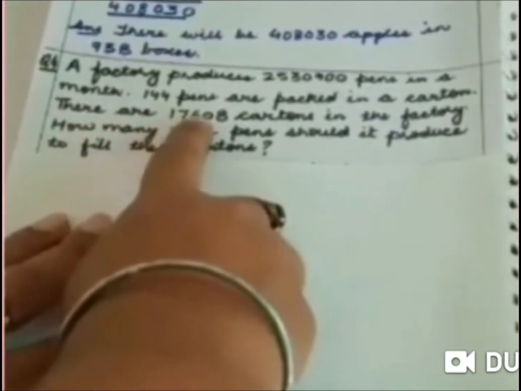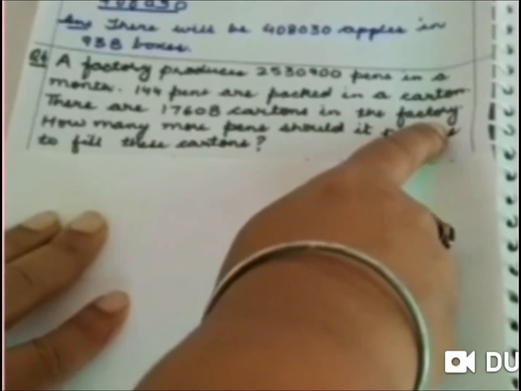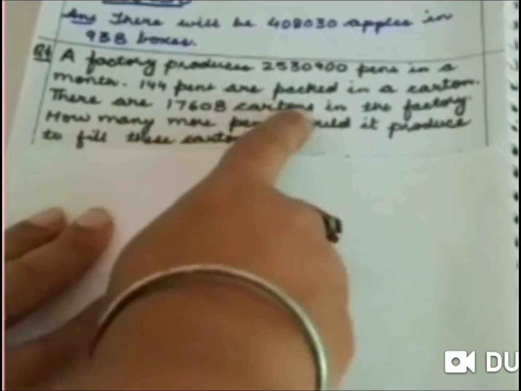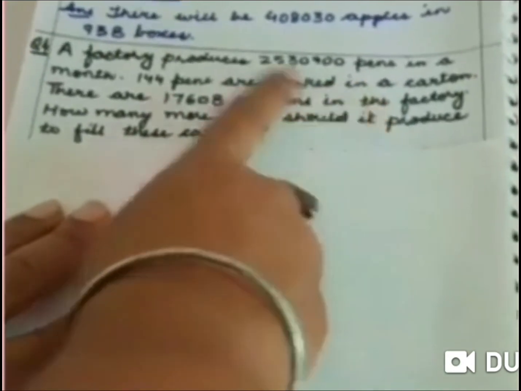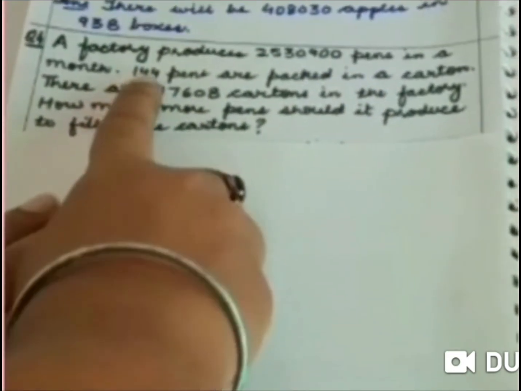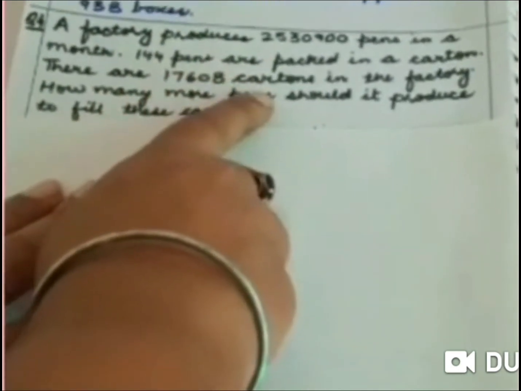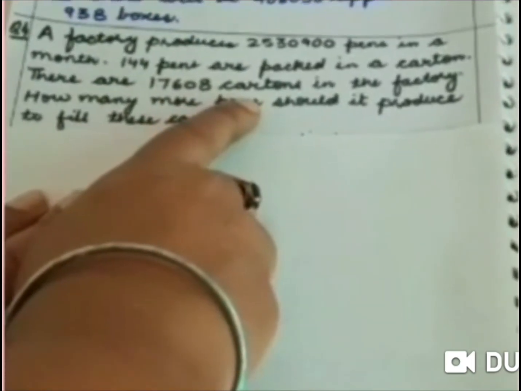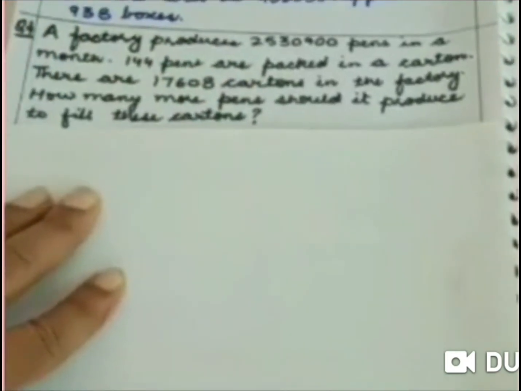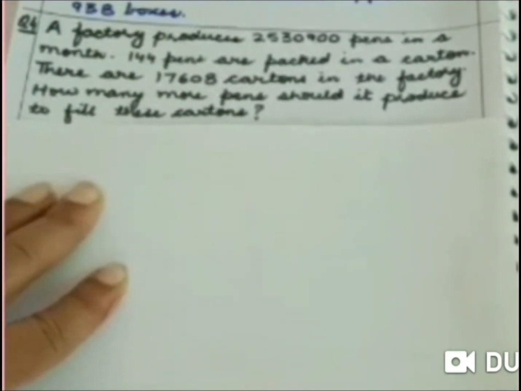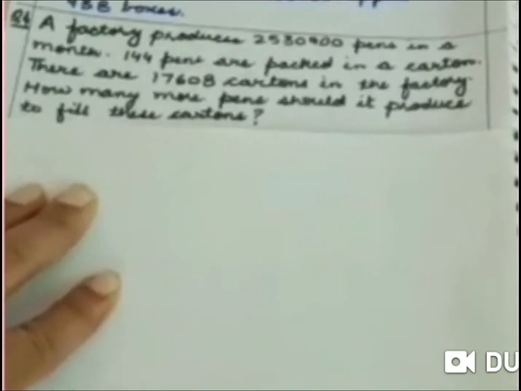There are 17,608 cartons in the factory. How many cardboard boxes are there in the factory? 17,608 cartons. It means that the total number of pens that the factory can pack is 144 pens in one box. So if there are 17,608 cartons, the total number of pens that the factory can pack is 17,608 multiplied by the capacity of one carton, that is 144. This is how you can calculate the total number of pens that the factory can pack.